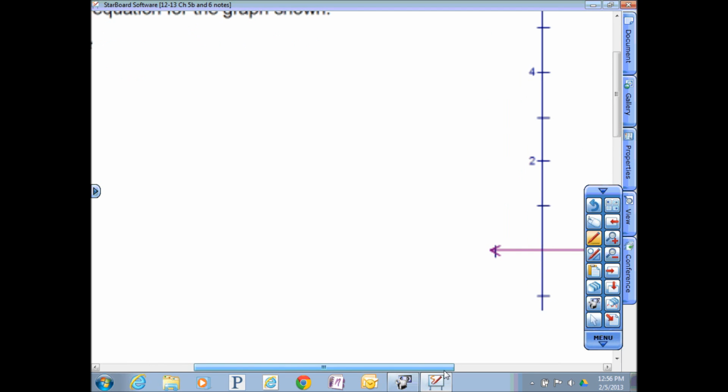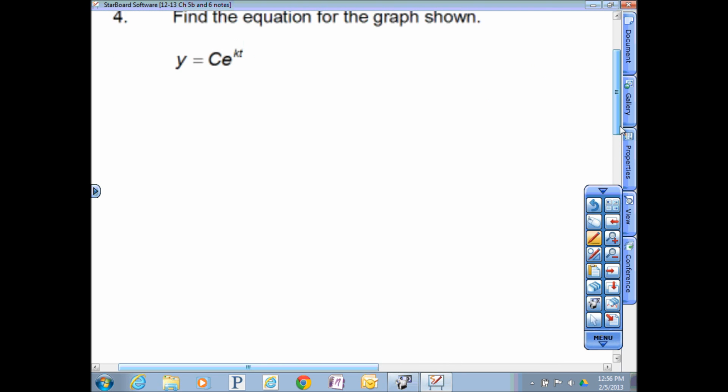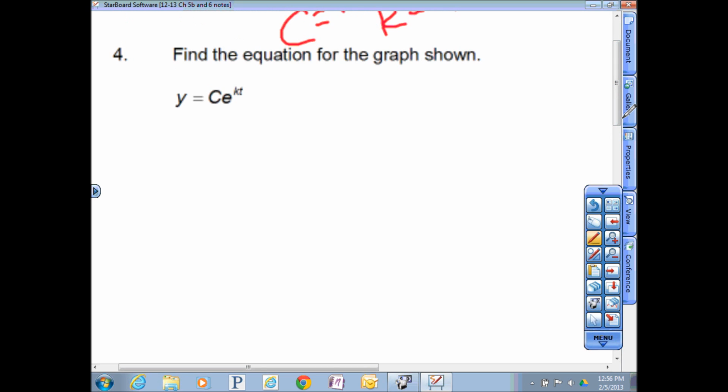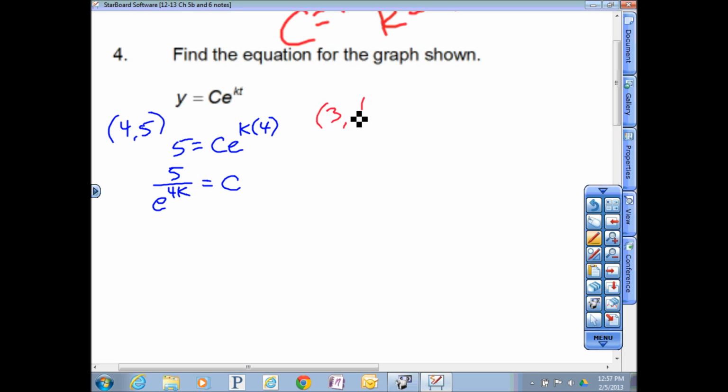There's 2 things I'm missing, so I need 2 equations. I'm going to start with my point (4, 5). I'll plug 5 in for y, and I've got ce to the k times 4. I think I just found that c would be the same thing as 5 over e to the 4k power if I was isolating it. If I use the point (3, 1/2), we'll do the same thing. 1/2 would be equal to ce to the 3k power.